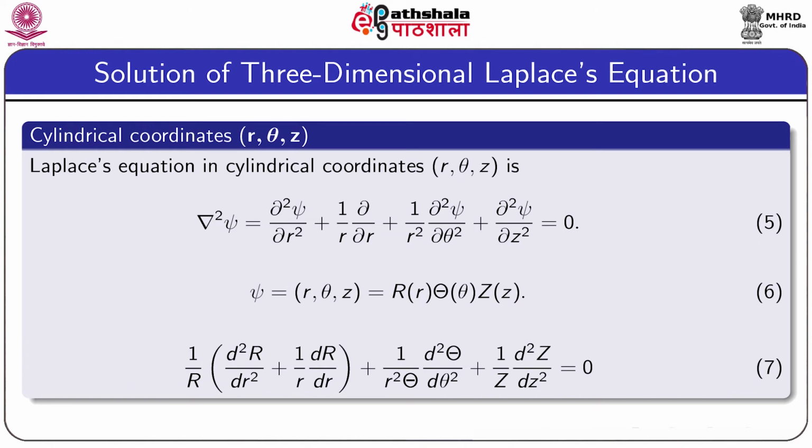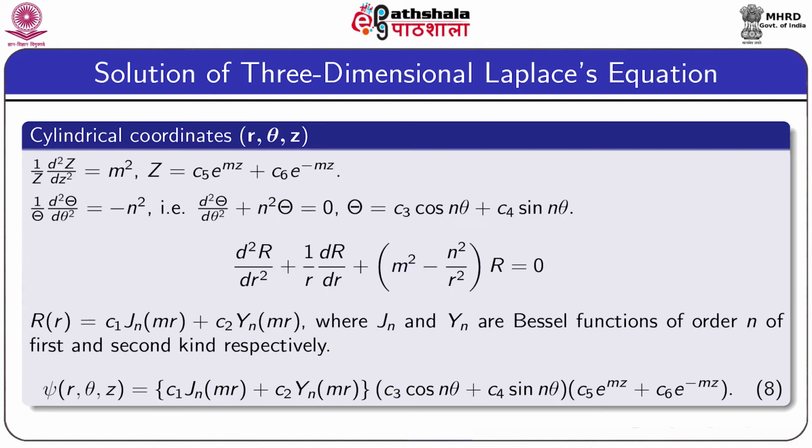So, our aim is to separate the variables. For that purpose, first we separate the variable z and we assume that the separation parameter is minus m squared. So, the equation for Z becomes (1/Z) d²Z/dz² equals m², and its solution can be written easily: capital Z equals C5 e^(mz) plus C6 e^(-mz), where C5, C6 are constants.